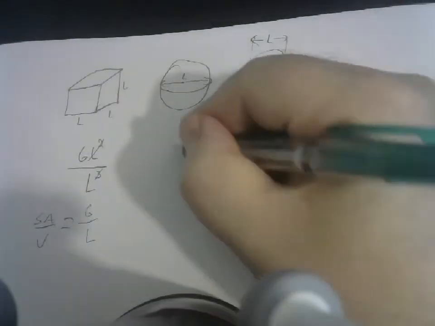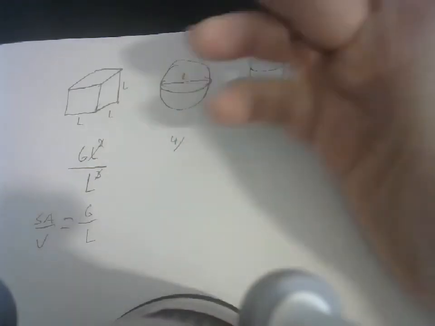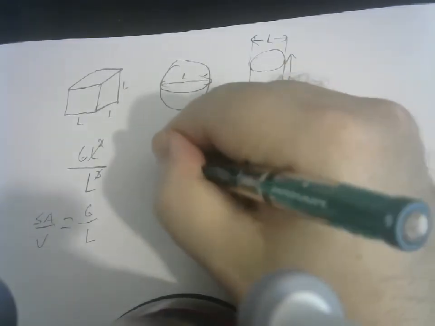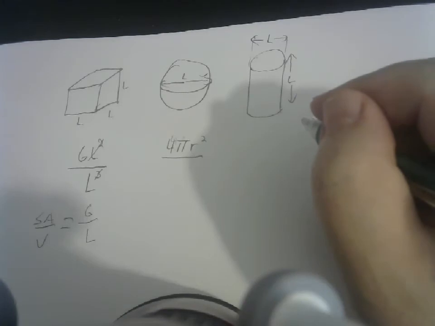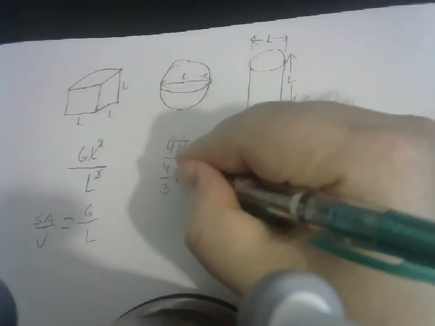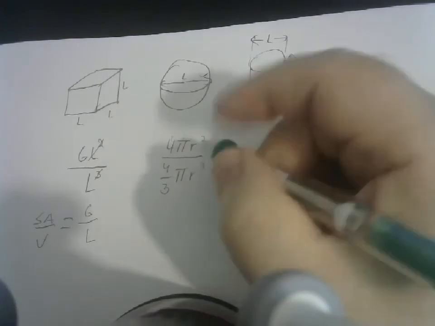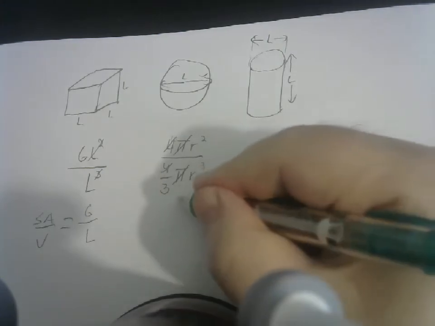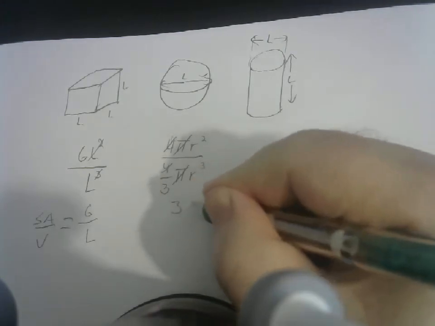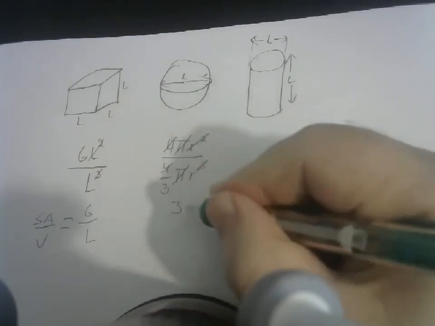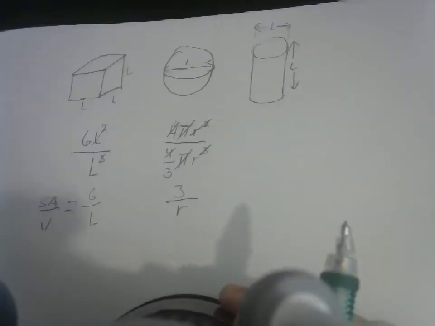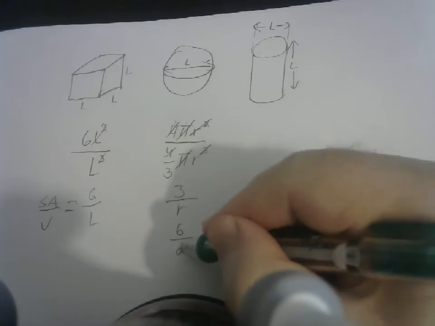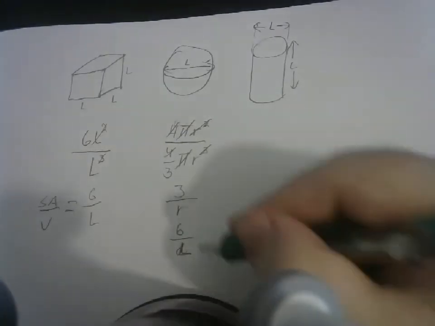The sphere has a surface area of 4 pi r squared, and its volume is 4/3 pi r cubed. Dividing out the 4, dividing out the pi, you get 3 r squared over r cubed, which is 3 over r, and r is half of d, so you get 6 over d. 6 over r is half of L, so you get 6 over L.